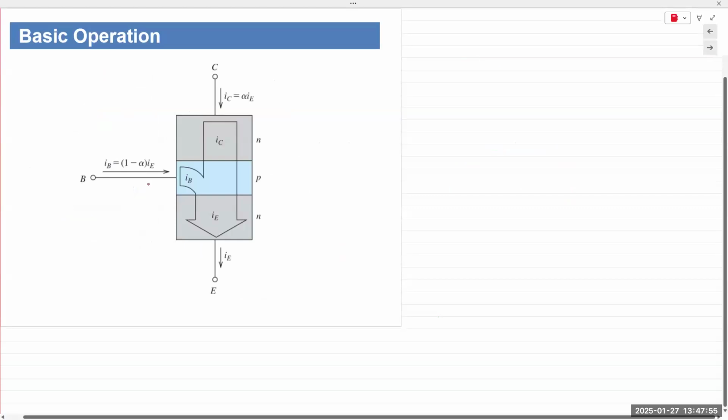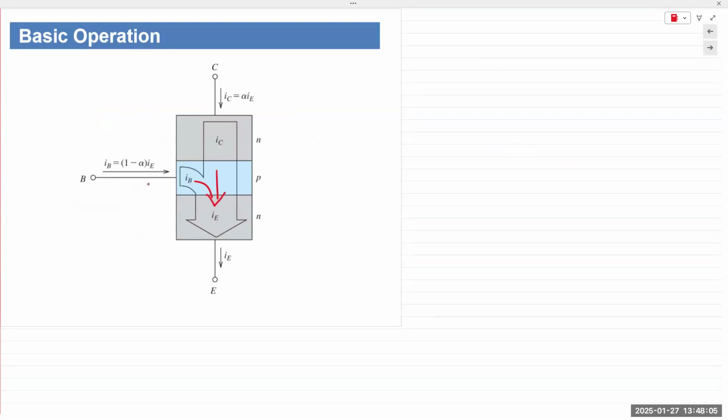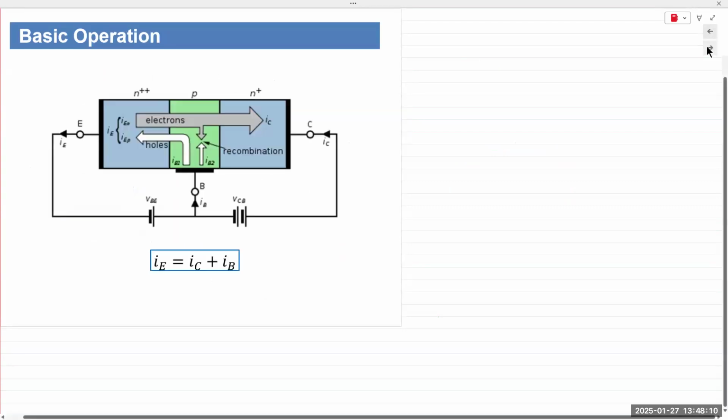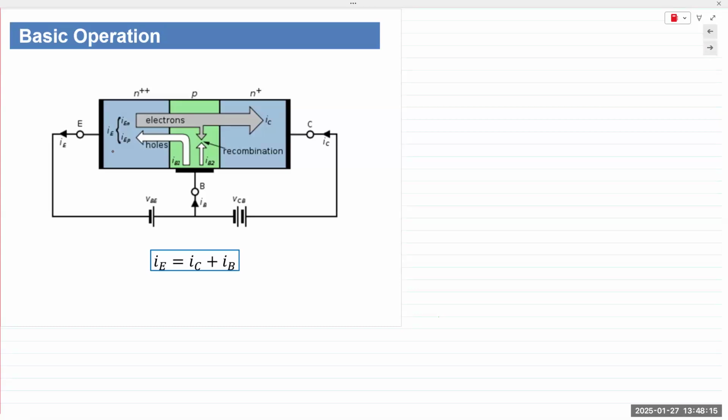So here you can see base current coming in, IC coming in, combined to form IE. And this is a far better illustration of how it actually works. So we have an NPN transistor. We are forward biasing the base emitter junction. So this is the emitter, base, and collector.